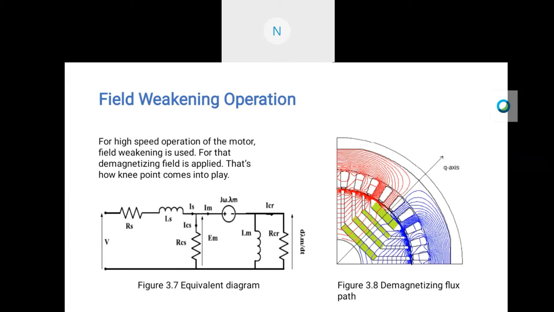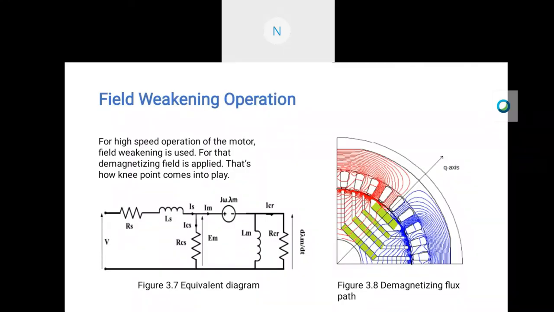Here you can see in the figure 3.8, there is a demagnetizing flux in the Q axis, which passes through the magnets and the air gaps. This flux overall reduces the total magnetic flux in the motor. When the total magnetic flux in the motor reduces, or the demagnetization effect works, then what happens? The induced EMF will get reduced.